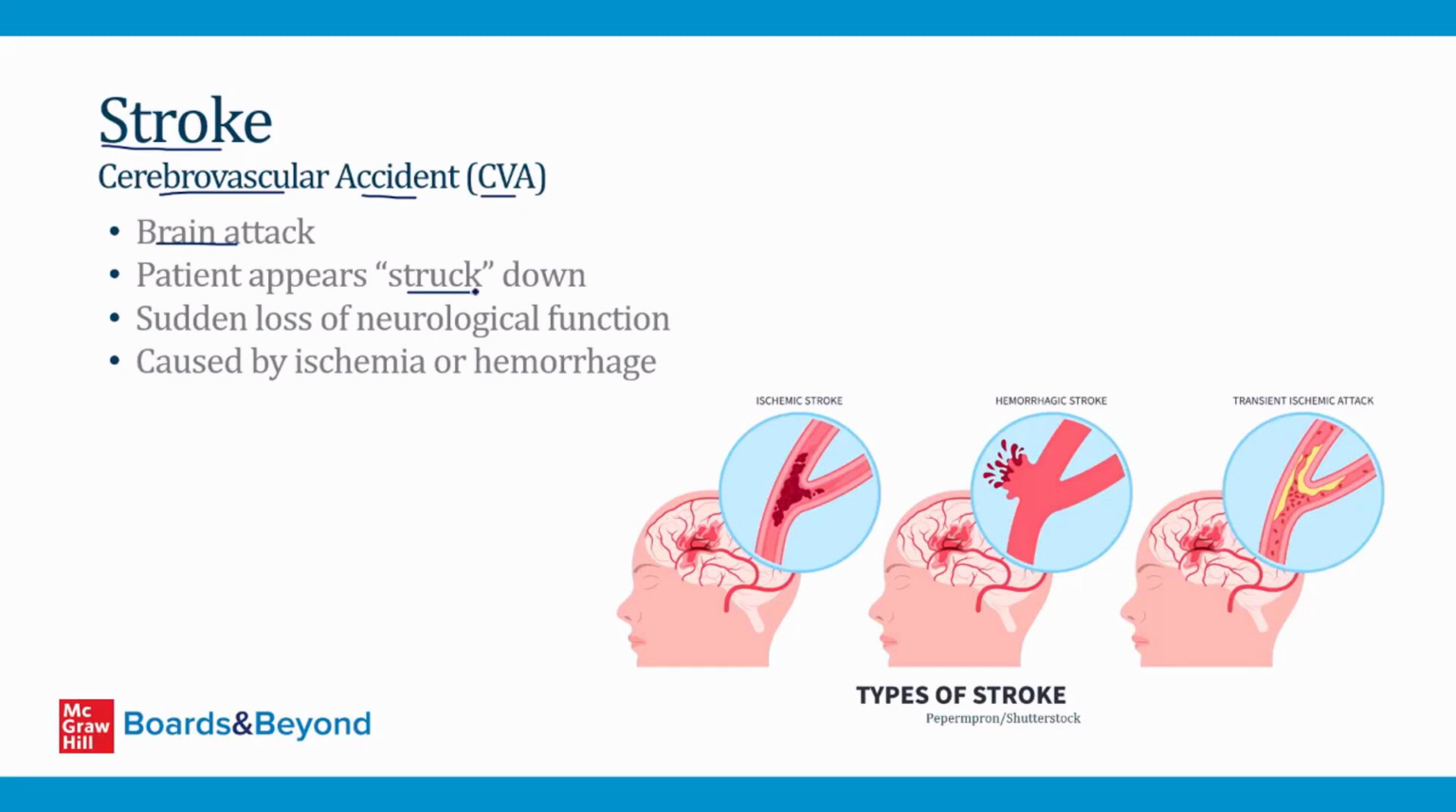But basically, a stroke refers to the sudden loss of neurologic function, and it can be caused either by ischemia, meaning decreased blood flow to the central nervous system, or by hemorrhage within the central nervous system. So there are two major subtypes of stroke. One is ischemic stroke, depicted here with a blood clot cutting off blood flow to the brain. The other is a hemorrhagic stroke, depicted here with bleeding from a blood vessel that supplies the brain.